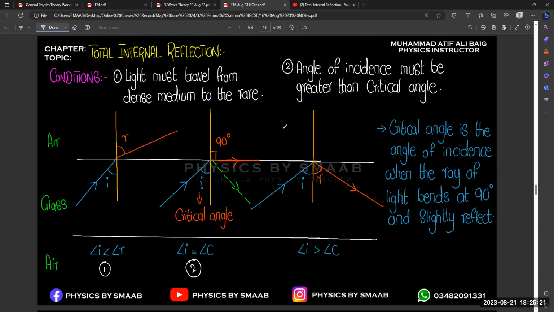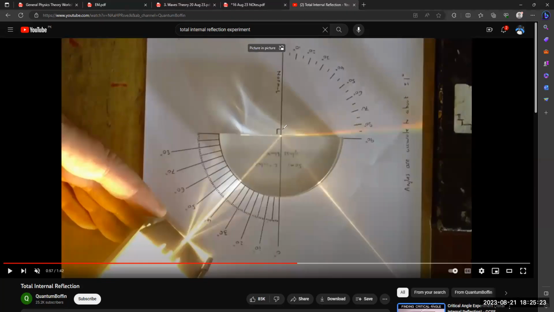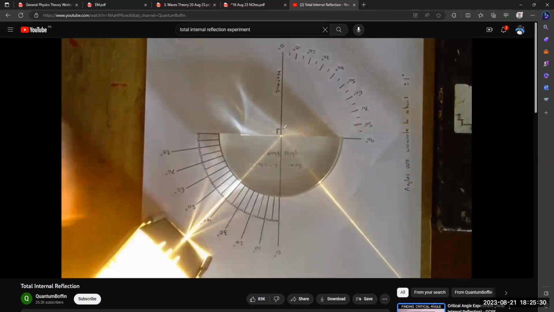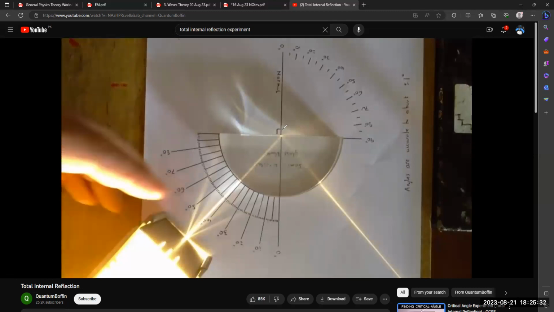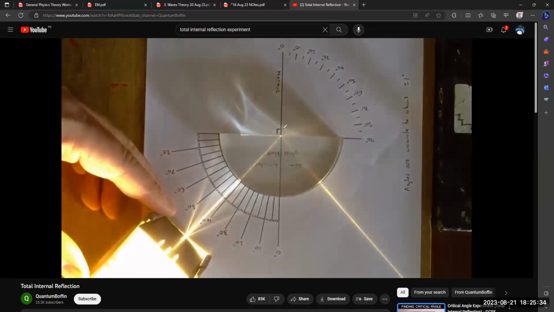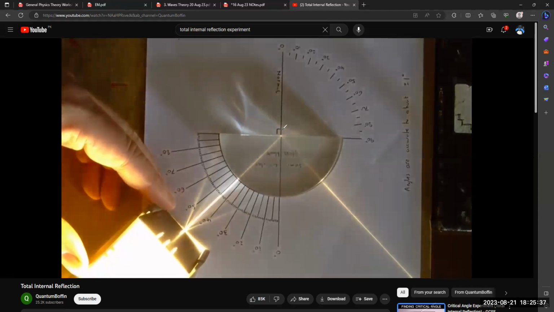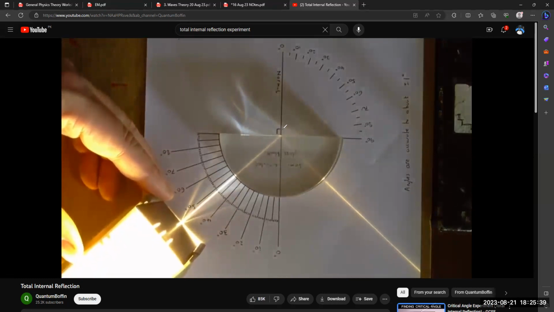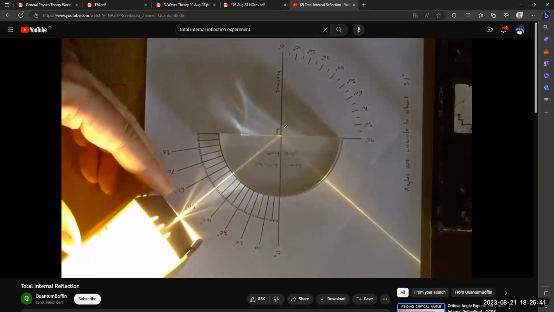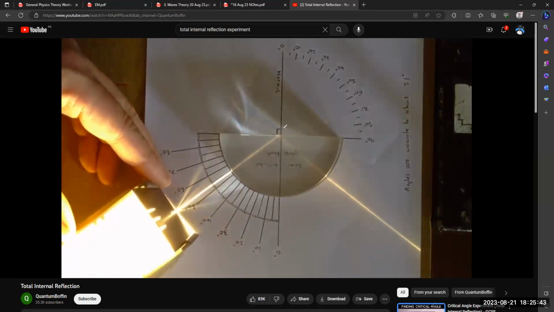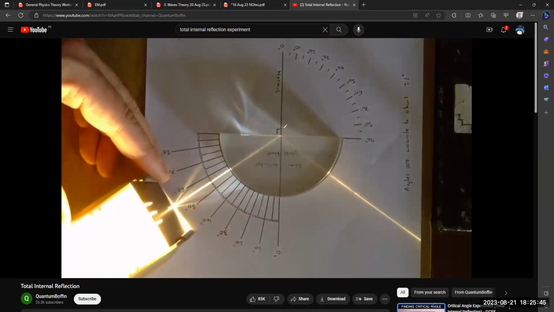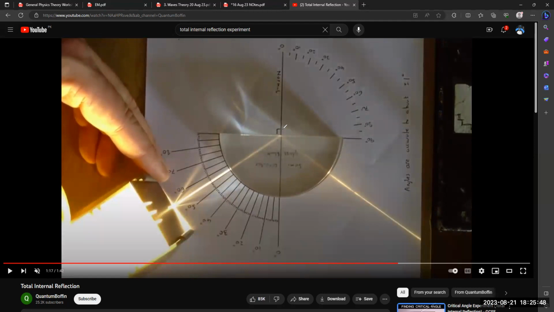Okay. And finally, if we further increase the angle of incidence, you will find that light is completely reflected back. So that is the concept of total internal reflection. Now you can see that light is completely reflecting back from the glass if you increase the angle of incidence further. So you know the law of reflection, that the angle of incidence will be equal to the angle of reflection.